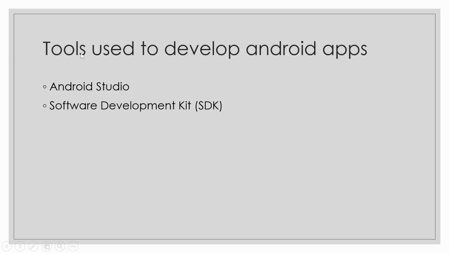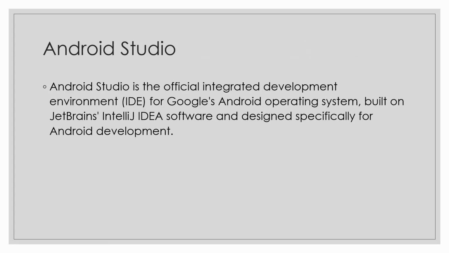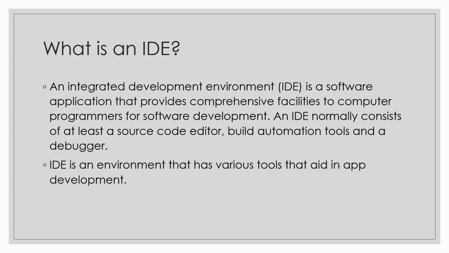Okay, moving on. The tools used to develop Android apps are Android Studio and the Software Development Kit, SDK. You might have heard about Android Studio. So what is Android Studio? Android Studio is the official integrated development environment, IDE, for Google's Android operating system, built on JetBrains' IntelliJ IDEA software and designed specifically for Android development. You might be wondering what an IDE is. So we will first learn what an IDE is and then come back to Android Studio.